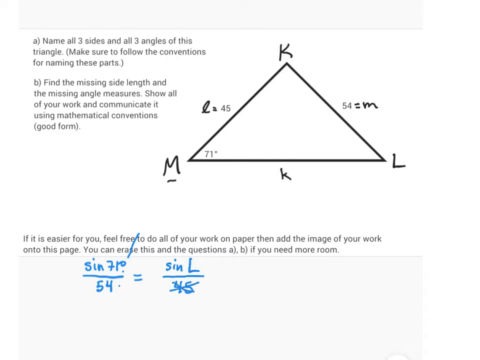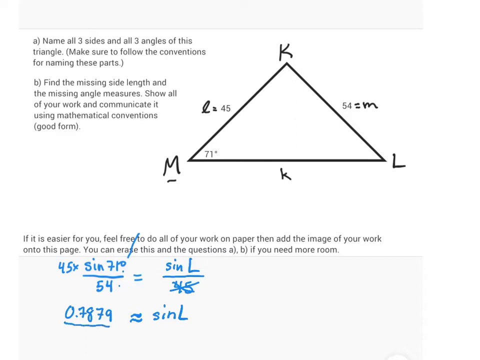This 45 goes up here to the top. Notice I didn't put it on the bottom with the 54. I put it up to the top. And I could just put all this in my calculator. This will equal sine L. So 45 times sine 71 divided by 54, 0.7879. The next number is a 3, so it's going to be rounded down to 9. And that's approximately equal to sine of L.